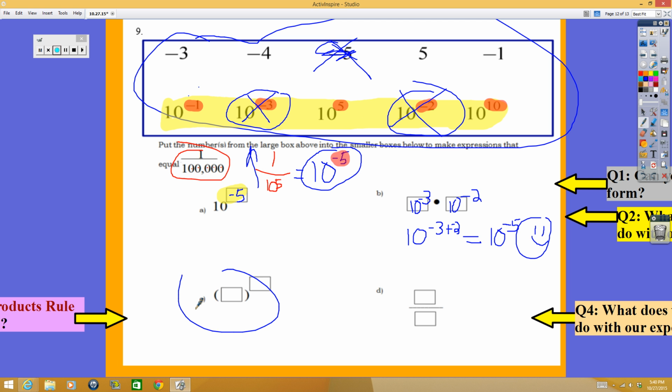Alright, this one right here has more than one answer. I should put a plus, I guess. Honestly, it's actually pretty cool because I don't have that many options left. I know I need 10s in here, right? So let me change the color of my highlight. The only options that I have left are 10 to the 10th, 10 to the 5th, and 10 to the negative 1. One common mistake that I see a lot of people do is they'll do this.